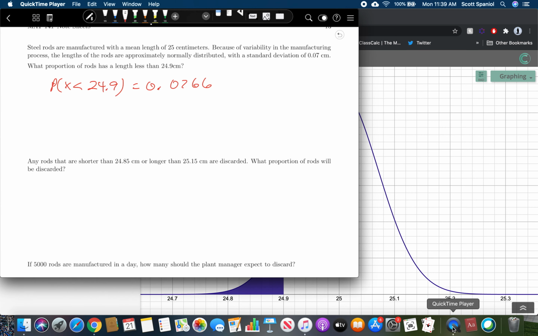Then the second one says any rods that are shorter than 24.85 centimeters or longer than 25.15 centimeters are discarded. What proportion of rods will be discarded? Well, that means we want to find the probability that X is less than 24.85 or more than 25.15, which is the same thing as 1 minus the probability of being between those two.